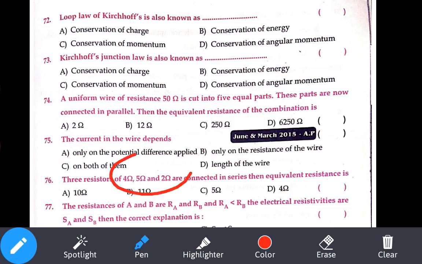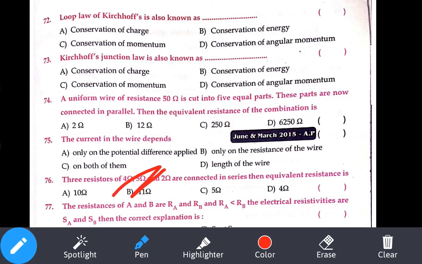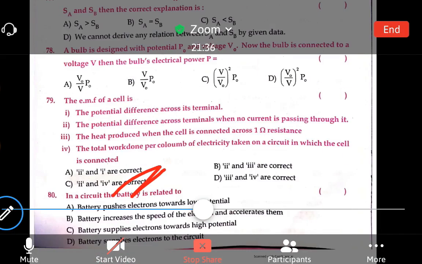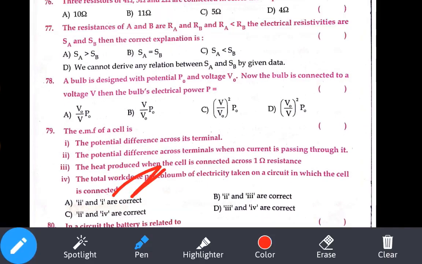3 resistors are connected in series. Very easy question. 4 plus 5 plus 2. Okay, 4 plus 5 is 9. 9 plus 2 is 11. Option number B. Let me drag upwards. Okay, let me drag it downwards.